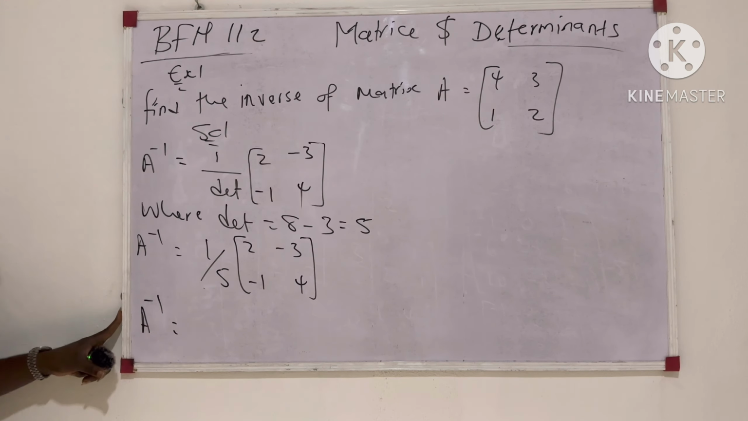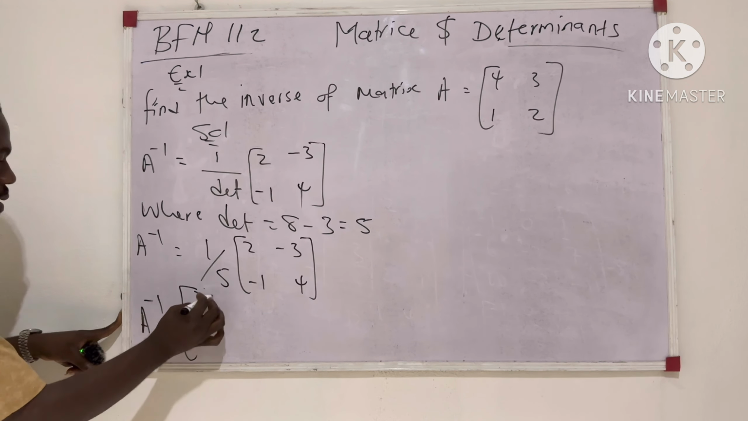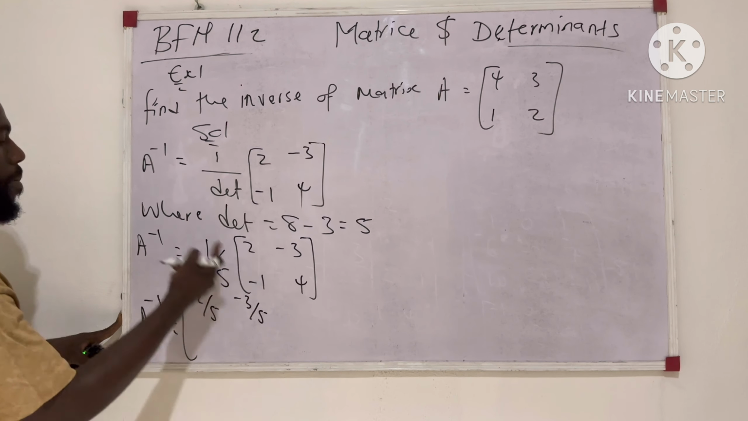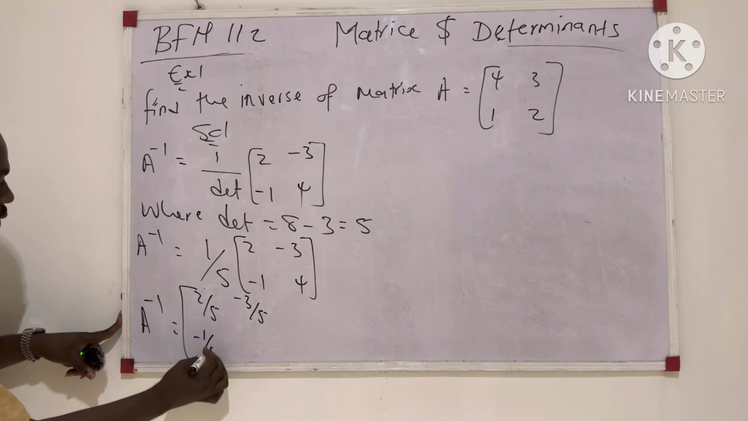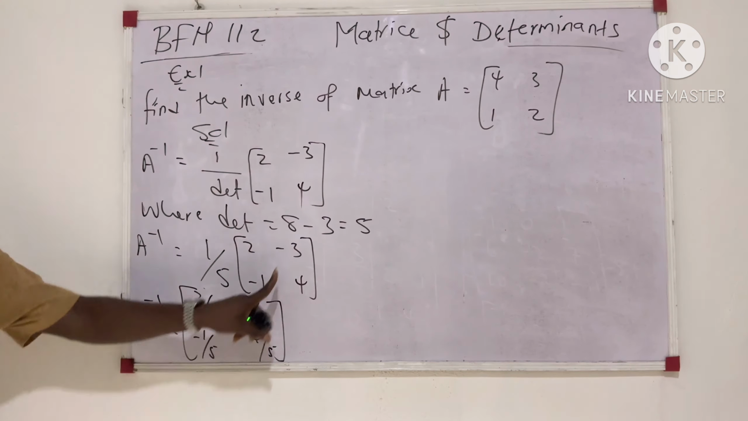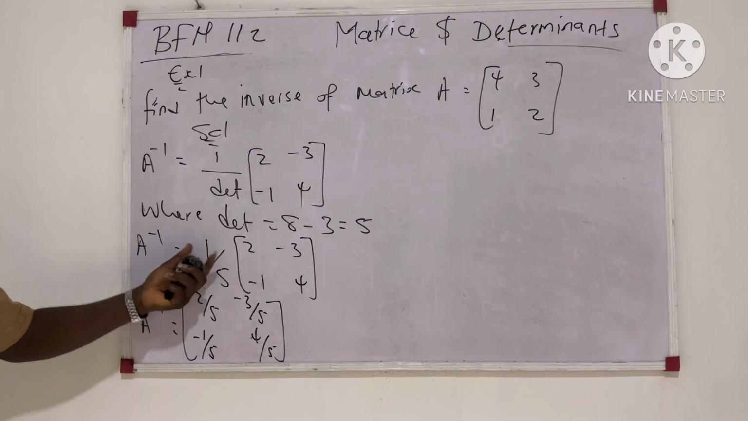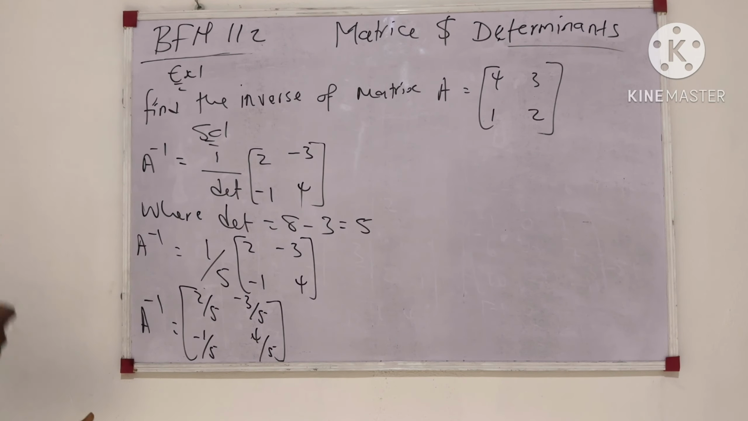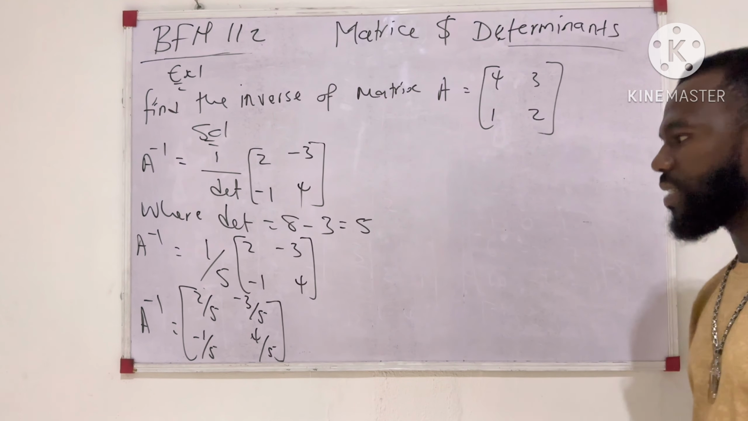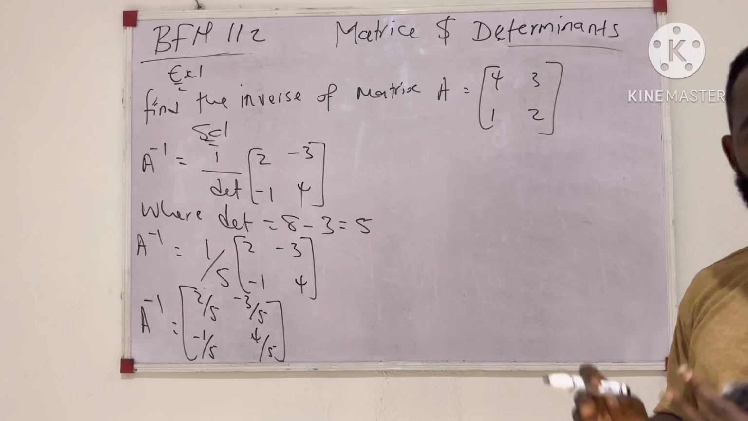A inverse becomes, now see, 1 times 2 gives us 2 over 5. 1 times -3 gives us -3 over 5. -1 times 1 gives us -1 over 5. And 4 times 1 gives us 4 over 5. Now, these two answers are the same. But the difference is that here, the fraction is outside, but here, we use the fraction to multiply all the elements inside. So this becomes the inverse of this matrix A. It's as simple as that, alright?